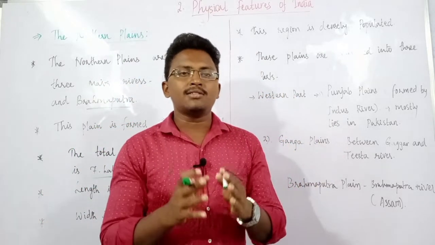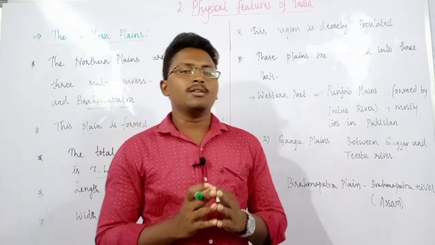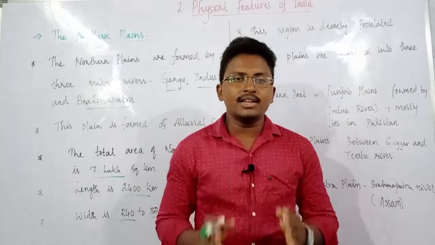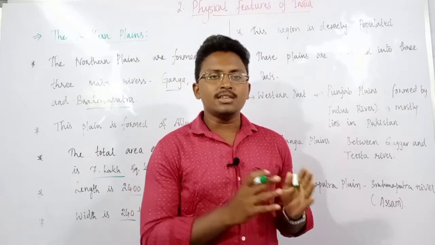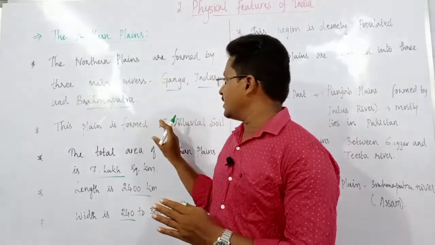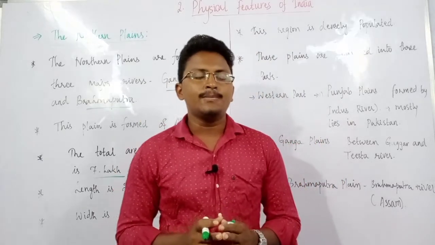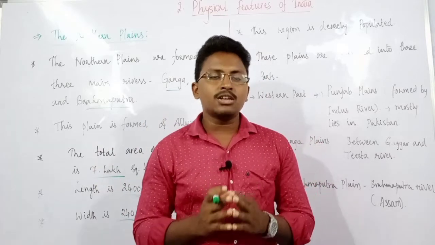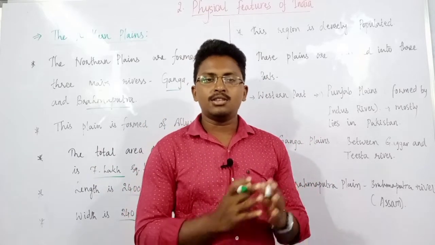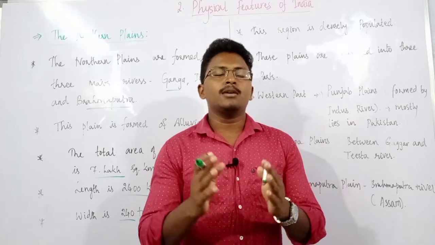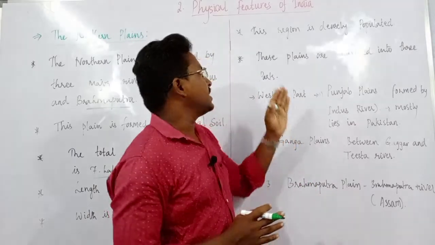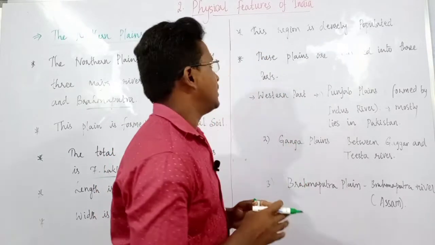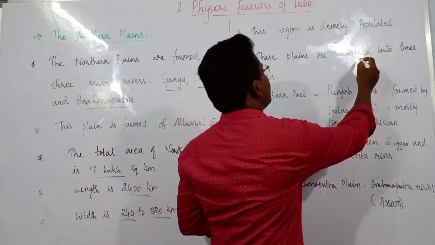The region covered by the northern plains is densely populated. Why? Because this region, as I mentioned, is formed of alluvial soil which is highly fertile, and at the same time it is a plain area. Therefore most people choose to live where the soil is highly fertile and the land is plain. This is the reason why this region is densely populated. Then these plains are again divided into 3 different parts.